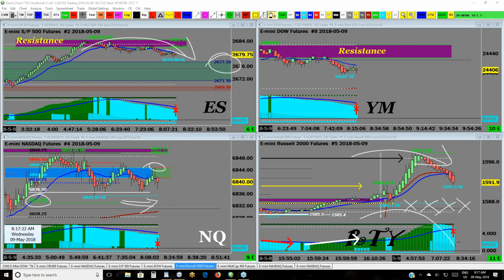MACD is crossed to the downside here. Color change, drop your plumb down. You have to be out of any long positions. Well, chances are you're just starting to trade. It's not quite 8:30 yet.